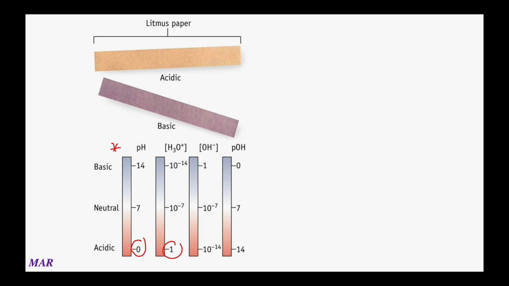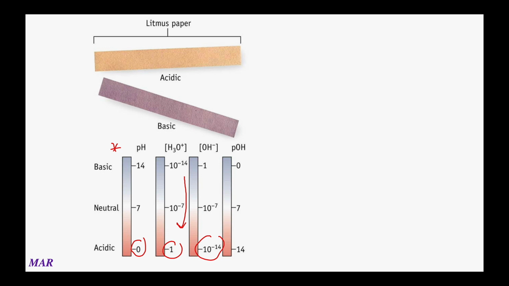Now, as hydronium goes up, hydroxide goes down. Kw equals hydronium times hydroxide. So if you have a hydronium of 1, your hydroxide is going to be very small. So notice that as the acid amount is getting bigger, the base amount is getting smaller. As hydronium goes from 10 to the minus 14 to 1, the hydroxide goes from 1 to 10 to the minus 14.